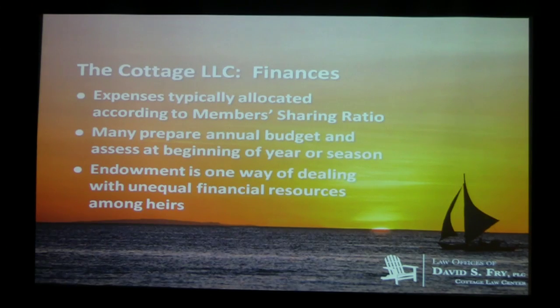And the way that most families go at it is to add up all of the expenses at the end of the year, and then they will allocate those expenses according to percentage ownership, and everybody that has an ownership is then obligated to pay their proportionate share of the expenses.